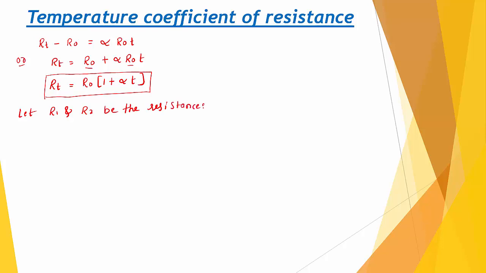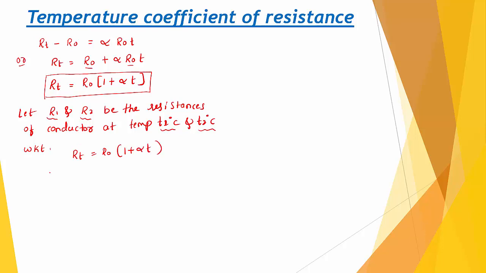Let R1 and R2 be the resistances of a conductor at temperatures T1 degree Celsius and T2 degree Celsius. At T1 degree Celsius, the conductor has resistance R1. At T2 degree Celsius, the resistance is R2. So we know the above equation. What is the above equation? Rt equal to R naught into 1 plus alpha t. This equation we can use here.